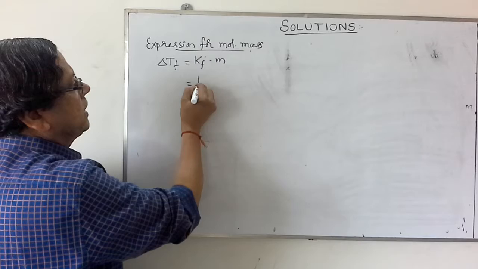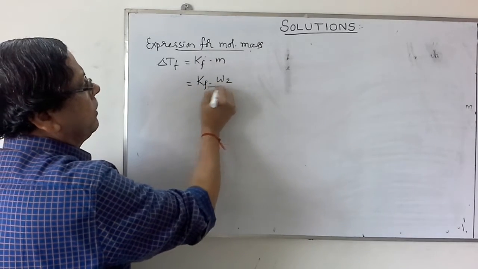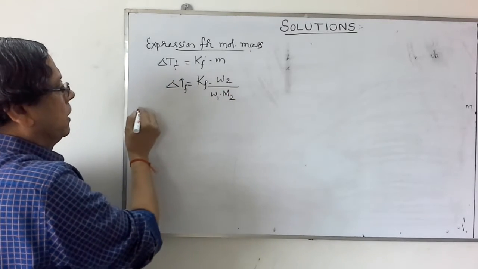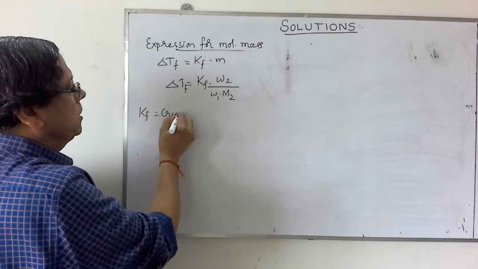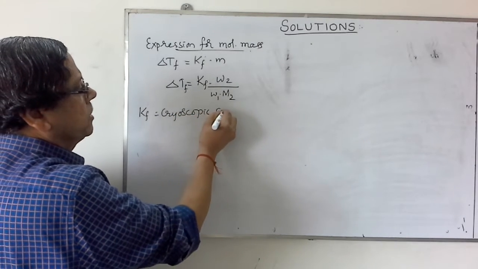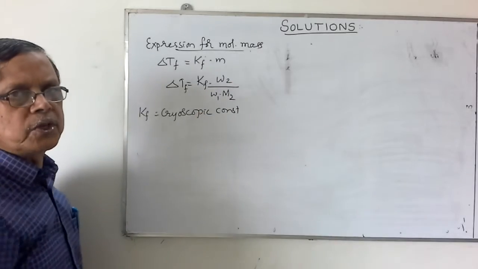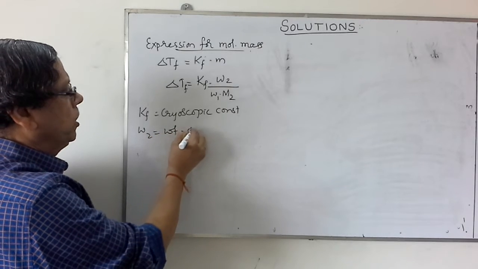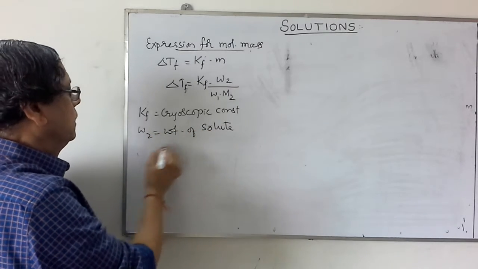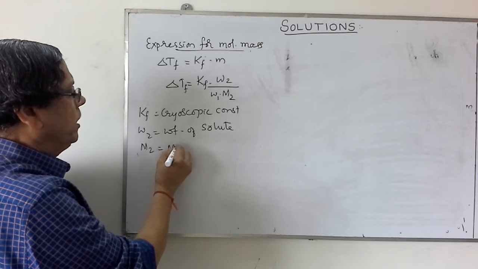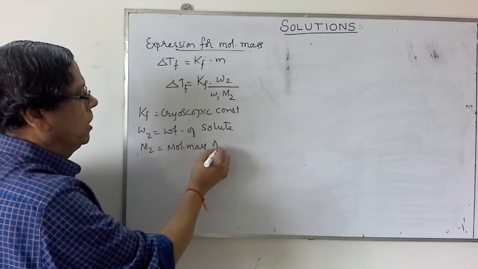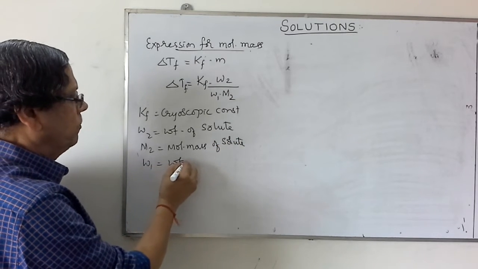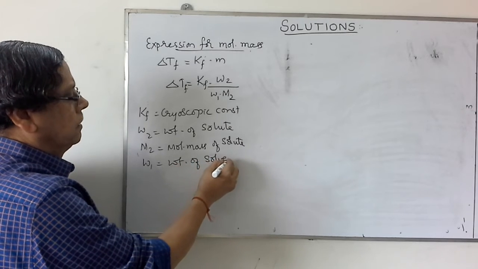But molality is indicated as W2 divided by W1 M2, where KF is cryoscopic constant. This subscript 2 is used for the solute always, I told you already. So W2 is weight of solute, M2 is molecular mass of solute, and W1 is weight of solvent in kg.